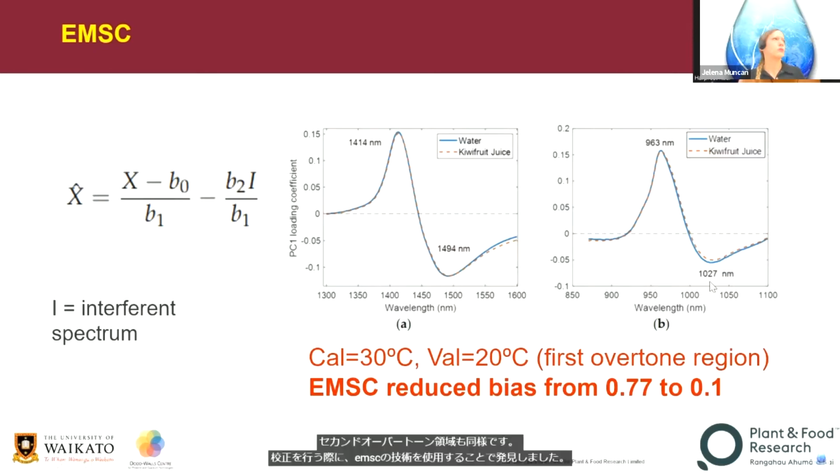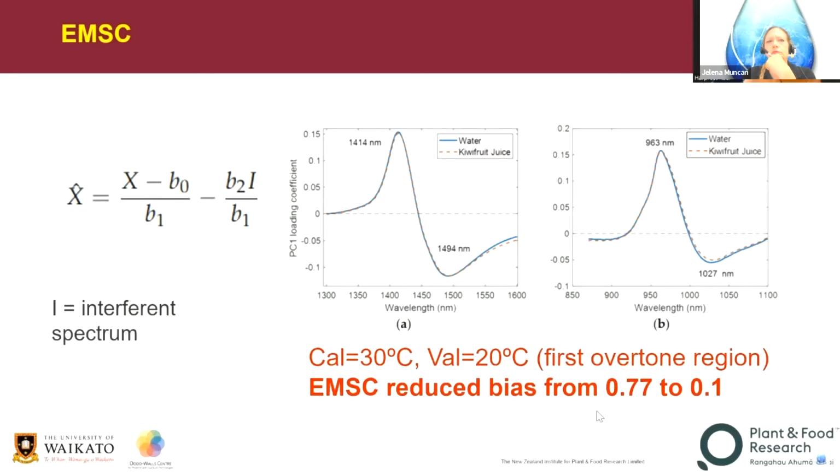Similar for second overtone region. So what I have found then, using EMSC technique, when a calibration model was made at 30 degrees Celsius and validation was done at 20 degrees Celsius, in the first overtone region of water, there was huge reduction in bias. That is from 0.77 to 0.1 degree Brix.